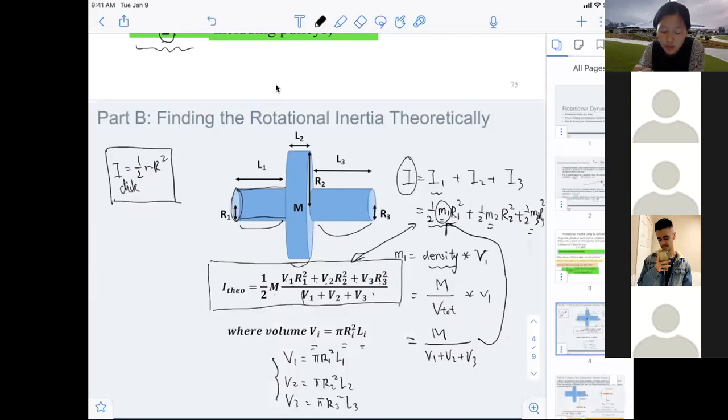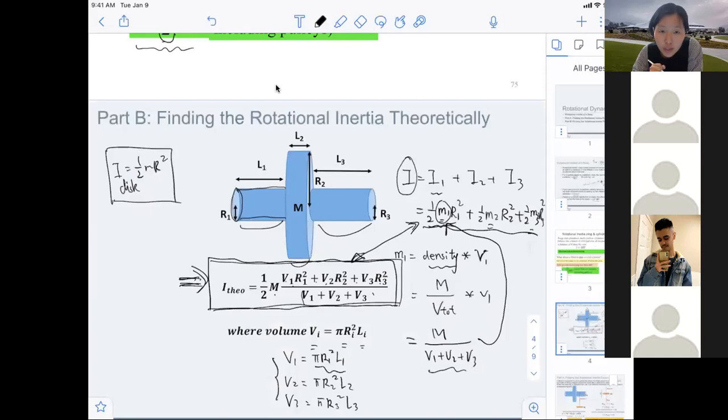So instead, we do know what the overall mass is. So we did a little substitution, and then eventually the equation you will use is this equation that I put in the box, where everything is expressed using the total mass and the individual volumes, which can be calculated from the radius and the length. So this is the equation you are going to use. It comes from here.